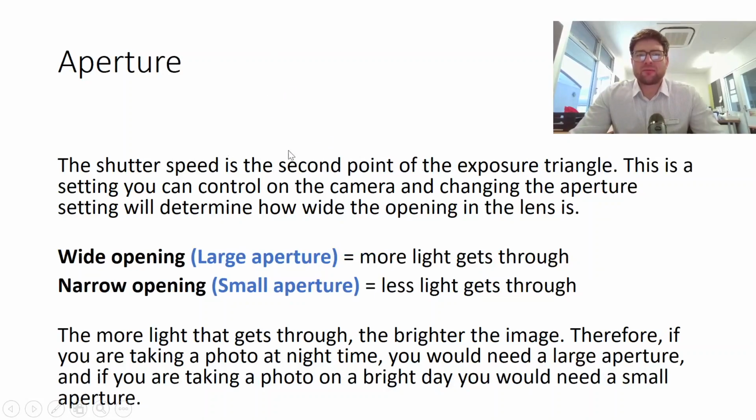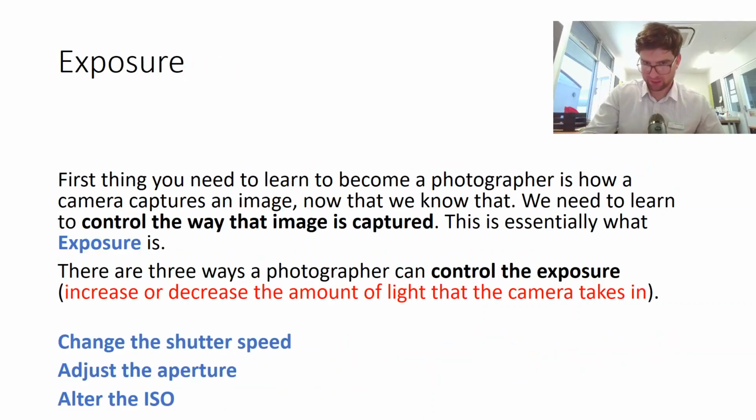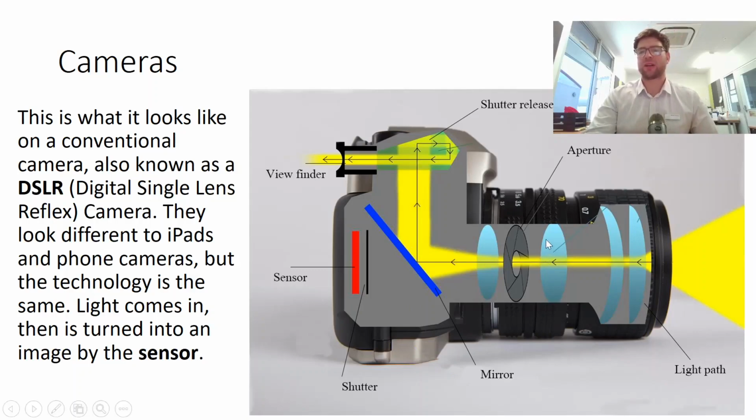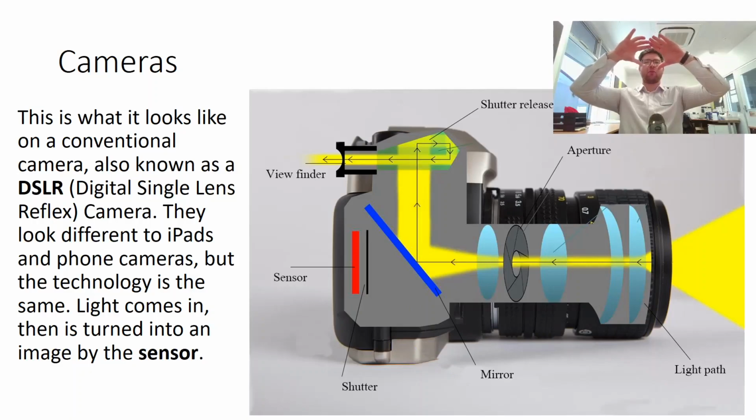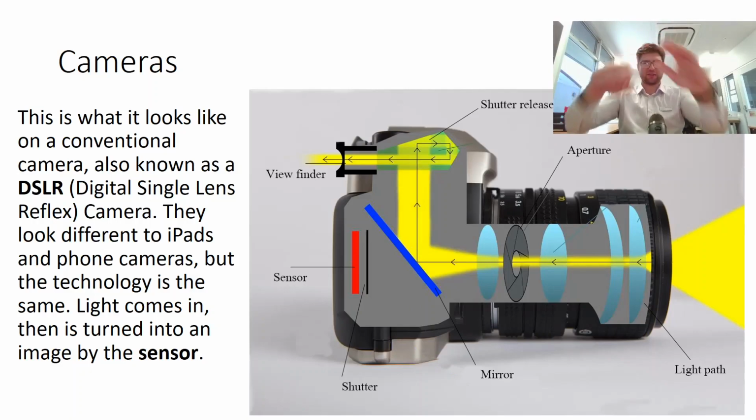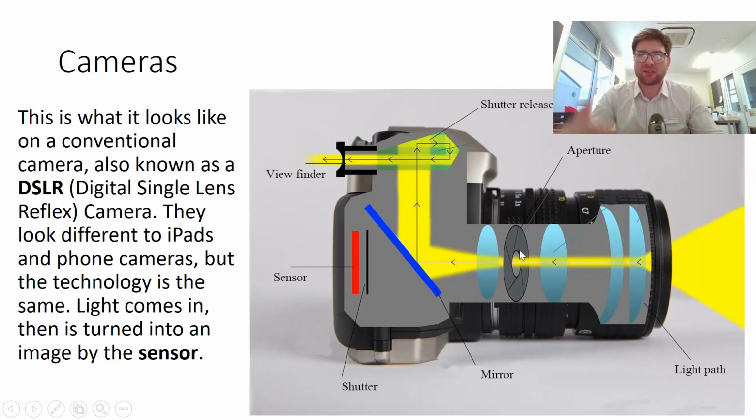Aperture is another setting that can control the exposure. It's the second point on the exposure triangle. And changing the aperture will determine how wide the opening in the lens is. So in this picture that I showed you just before, there's a little ring inside the lens, and you see the opening there where the light comes through. When you change the aperture, you're changing how wide that hole is open or how closed it is, how small the opening is. And that can be done by changing the aperture.